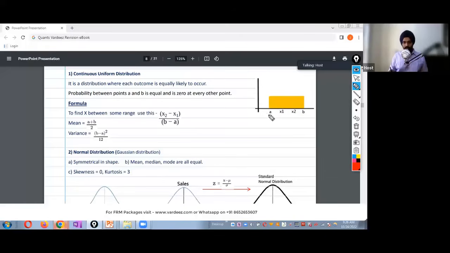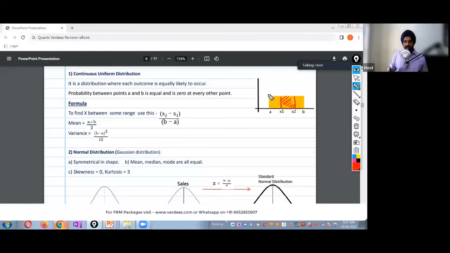Having a look at this, this yellow rectangle is a continuous uniform distribution. It's bounded by A and B. That means above this B there's not going to be any probability, and below this A there's not going to be any probability. All the probability is going to be within this yellow rectangle. And if you want to find the probability, it's always going to be within a range.